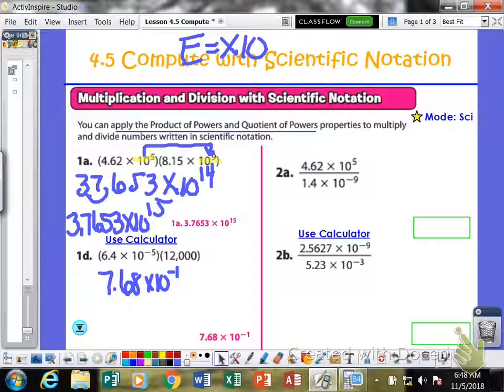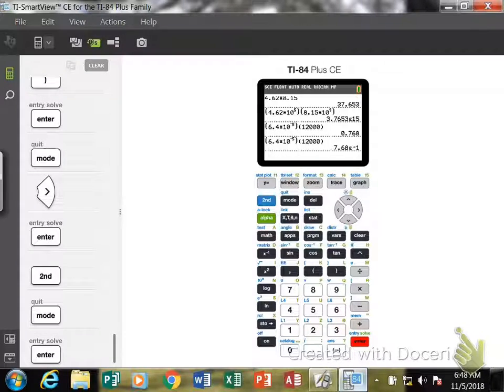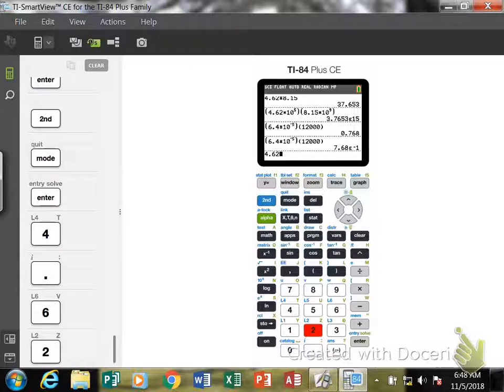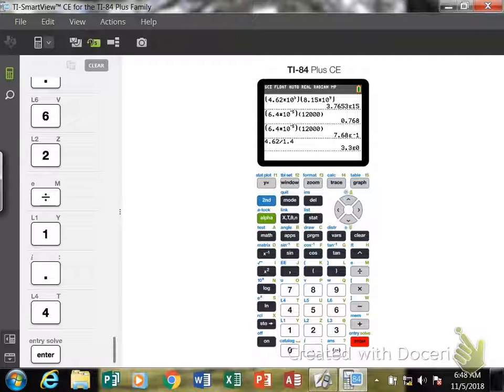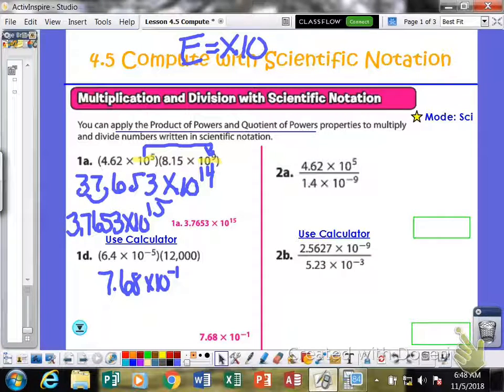Now for dividing, what was the rule? We subtract the exponents. The first thing you have to do is take 4.62 and divide it by 1.4. So 4.62 divided by 1.4, and enter. Again, we're in scientific notation, so it's just 3.3. So we go back to here, and we have 3.3.